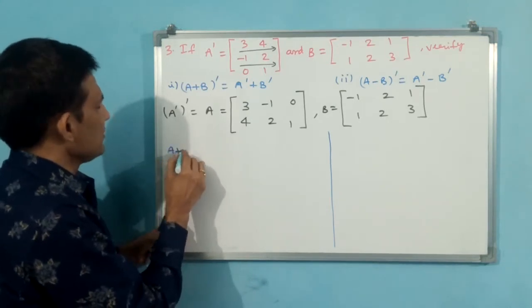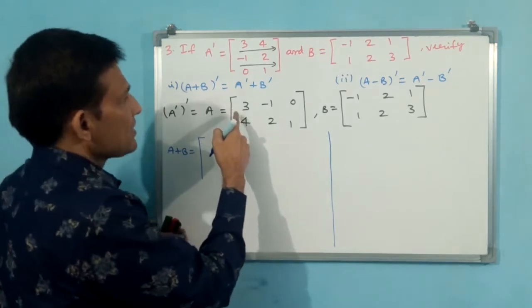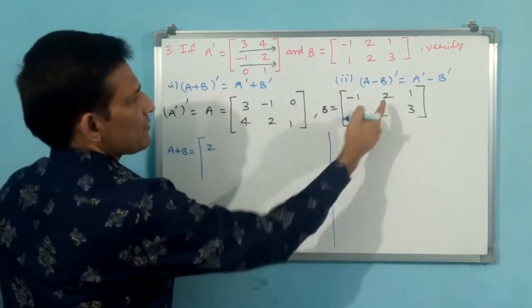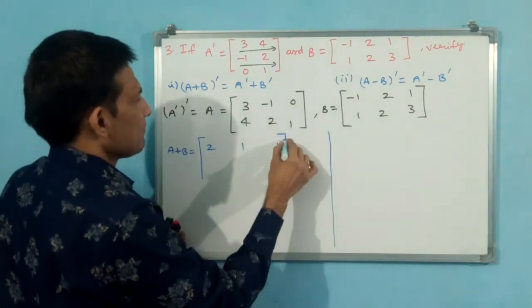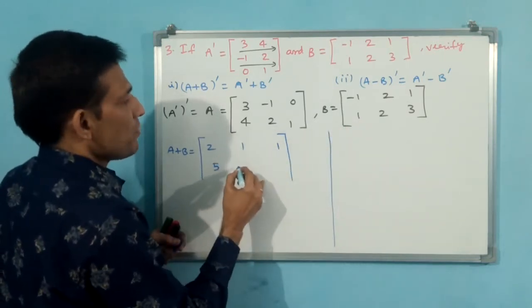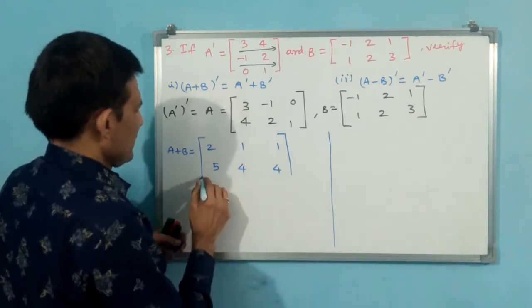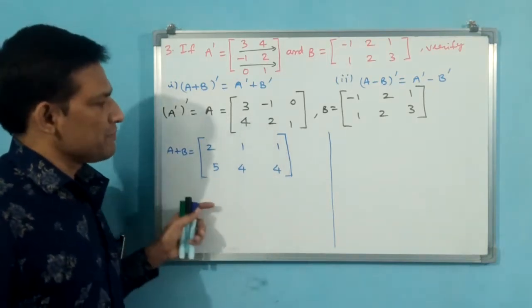A plus B is equal to. Now you see, addition we are doing here. 3 minus 1, 2. Minus 1 plus 2, 1. 0 plus 1, 1. 4 plus 1, 5. 2 plus 2, 4. 1 plus 3, 4. See, this is A plus B only.